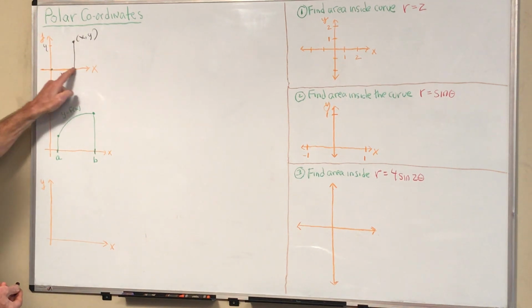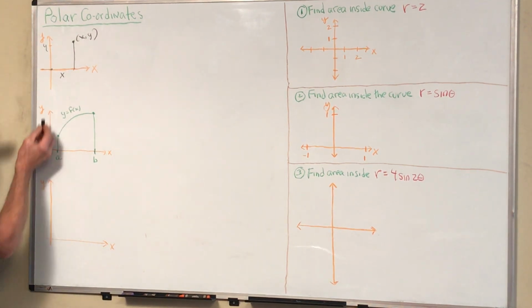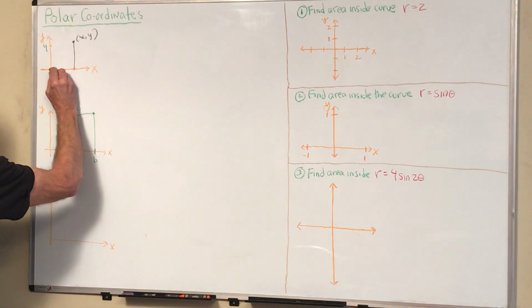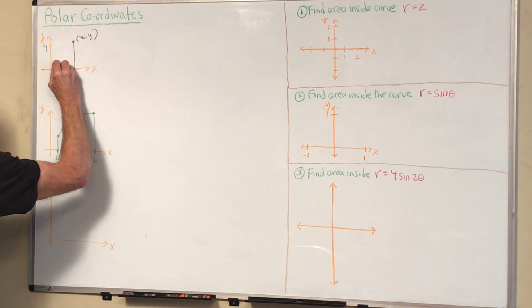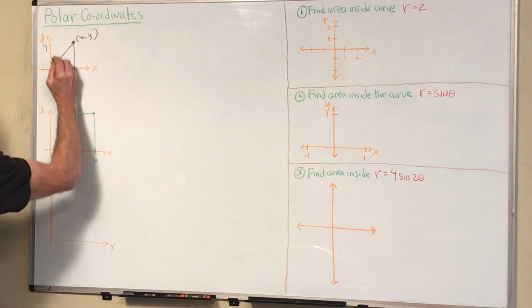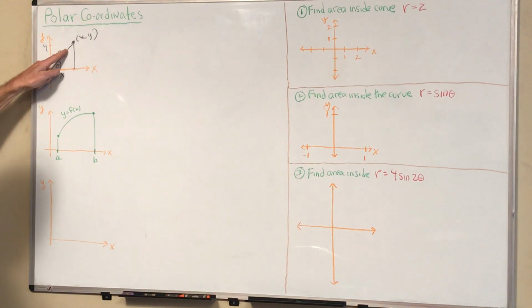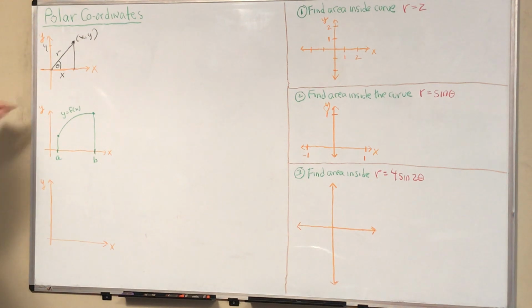Just like x's to the positive are to the right of the origin and to the left are negative. And once you get an angle, then you're going to go out a directed distance, which we call r. So the angle is theta, and then you're going to go out r. And r is positive if you go from the origin, or as it's called in polar, the pole. The directed distance is positive if you go in the same way as the angle, and if you go the opposite direction, then it would be negative.